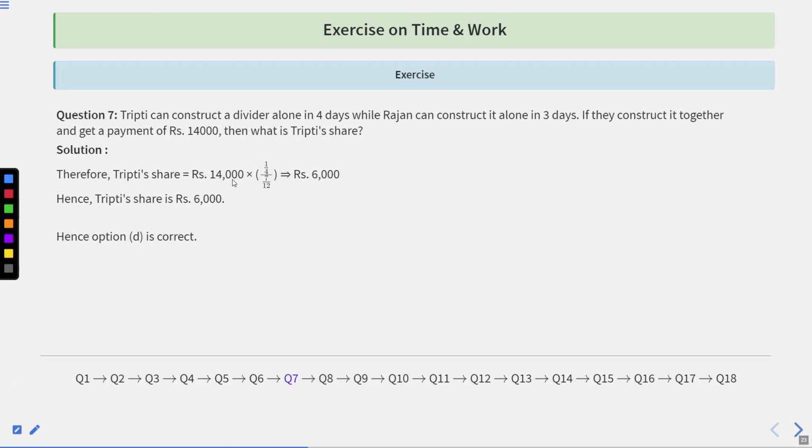Therefore, Tripti's share is equal to 14,000 into 1 upon 4 upon 7 upon 12, that is 6,000. So Tripti's share will be 6,000 rupees. So the option correct here is option D.